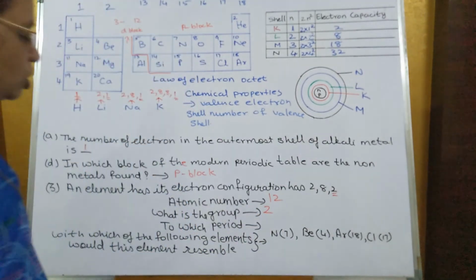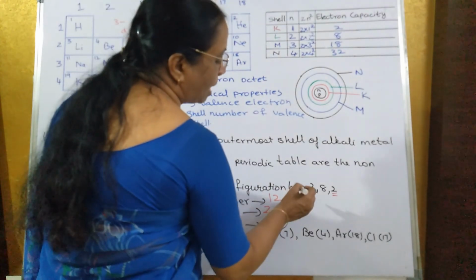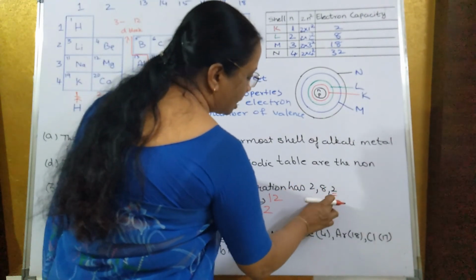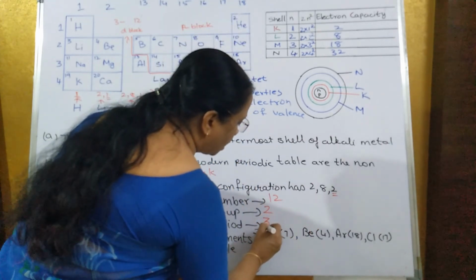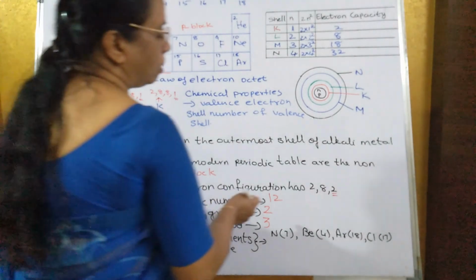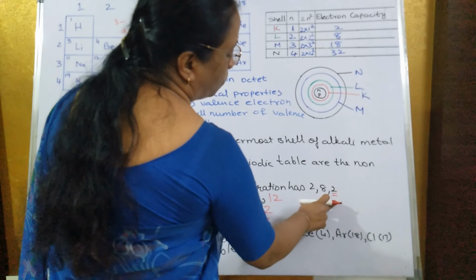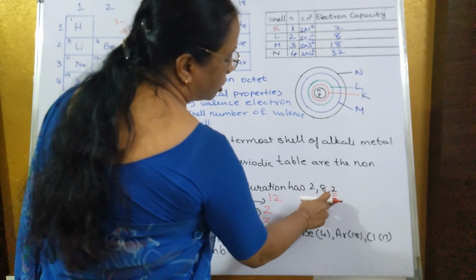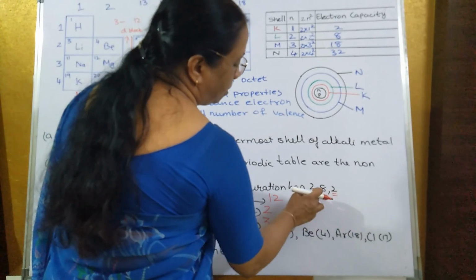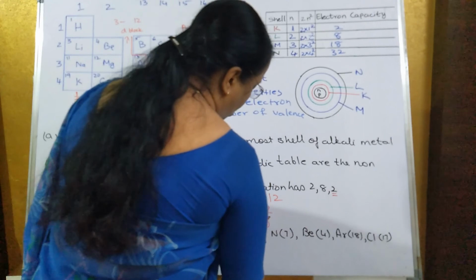To which period does this element belong? See how many shells are there. 1, 2, 3. 3 shells are there, so it belongs to period 3. So from the electronic configuration you get a lot of information. The last electron shows the group, so here the group is 2. How many shells are there? You can see the commas: 3 shells, 1, 2 and 3. So the period is 3.